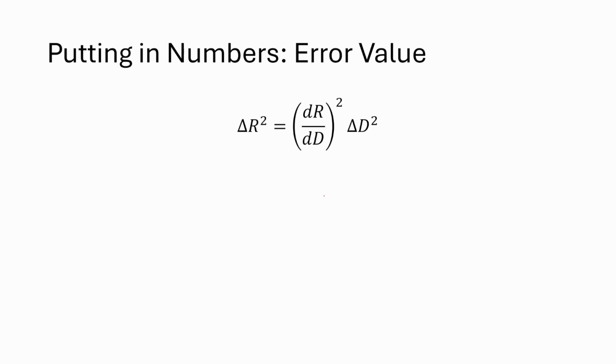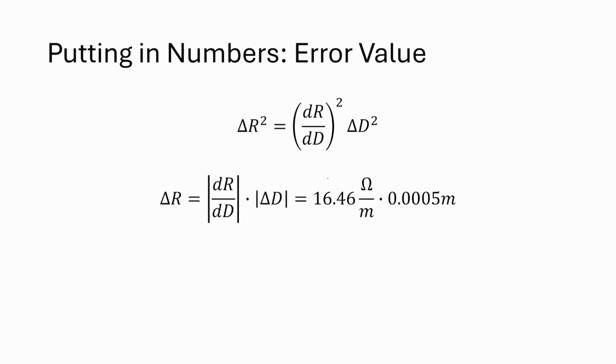Once we have that, then we are going to take that value of the derivative, use it to calculate the error in the resistance. So we take a square root. These will be absolute values. We're getting the plus or minus in either direction on the resistance. We put in our numbers from the previous problem. Note that this 0.005 meters is our plus or minus half millimeter uncertainty in the diameter. And we multiply and we get an uncertainty in the resistance, plus or minus 8 milliohms.